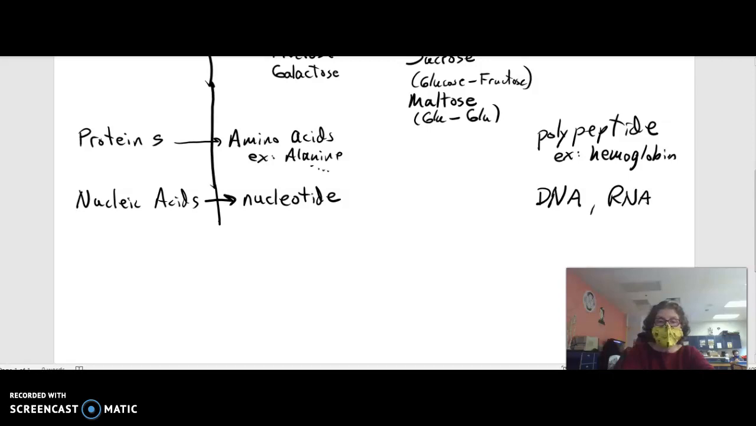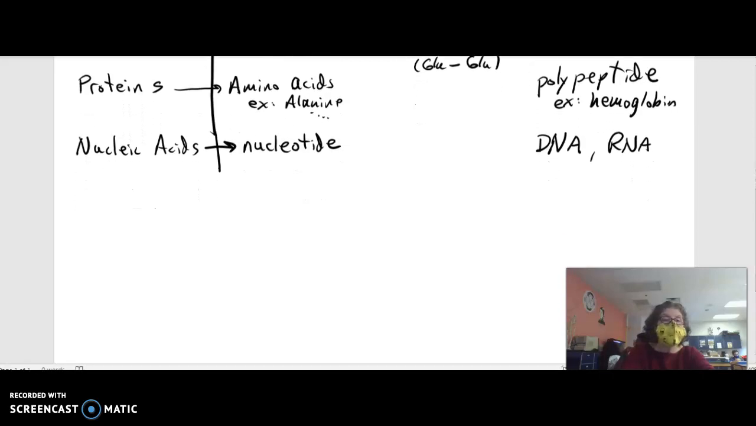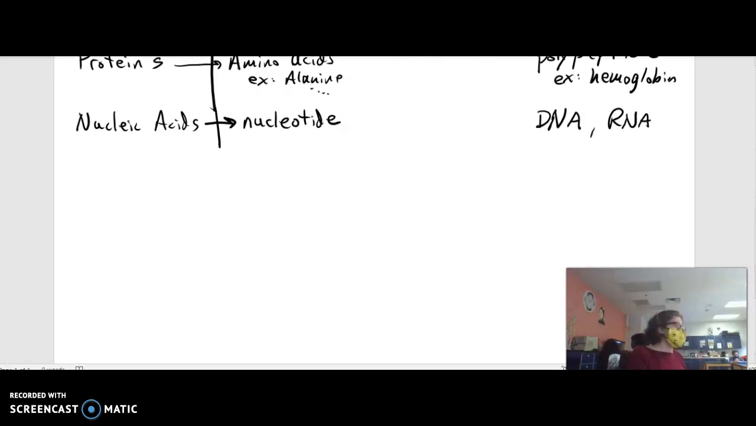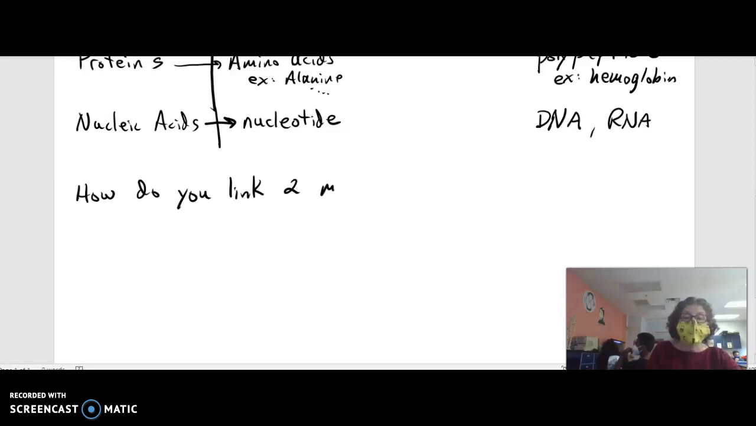Now the one last thing I'm going to talk about is a chemical reaction that can put these monomers together. That we're going to learn about today is a little bit difficult to visualize. You're going to see it in the Edpuzzle that you do before we come to class next, and you'll see it sort of on the Pear Deck too. But I wanted to draw it for you to give you a first idea. So how do you link two monosaccharides together?